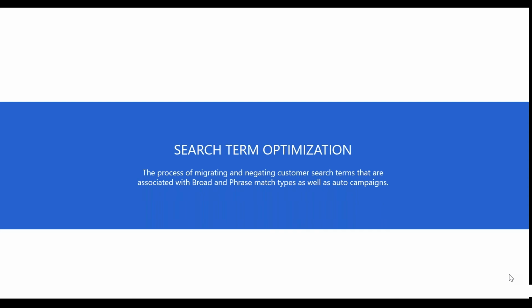And this is the process of migrating and negating customer search terms that are associated with broad and phrase match type keywords, as well as auto campaigns. This is how you build a sustainable, efficient campaign: you actually have data behind your optimizations and the migrations. You have a good idea of what the cost per click is, because you're already either bidding on them indirectly through the broad and phrase match types, or you're mining them from your auto campaigns.